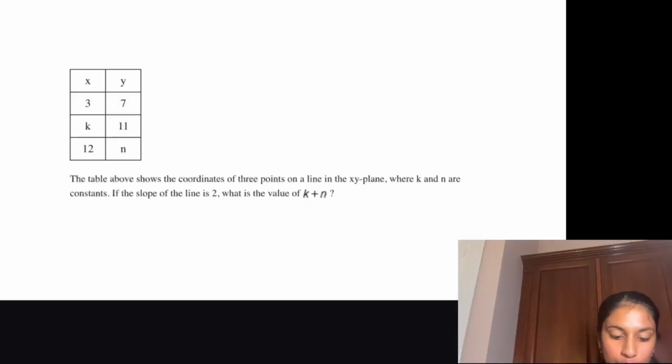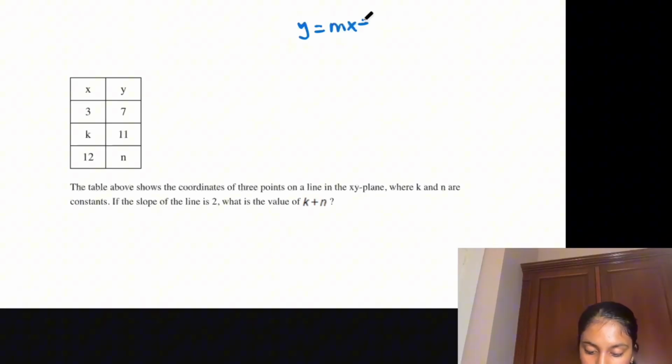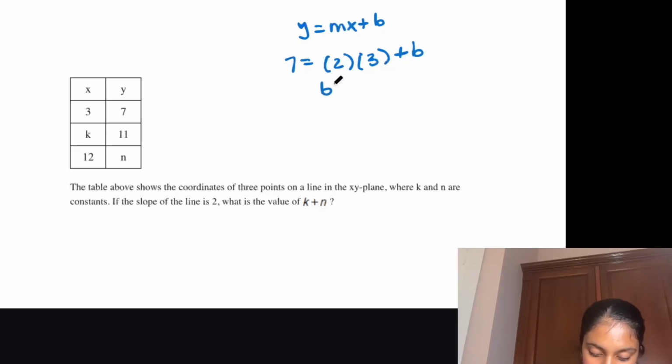Okay, so this is actually a pretty easy problem once you understand how to approach it. So we know that a linear equation looks like y equals mx plus b. So since we already have the coordinate 3, 7, let's go ahead and plug that in to find b, because we also get the slope as well. So 7 equals 2 times 3 plus b. So I subtract 6 on both sides. I know that b is 1.